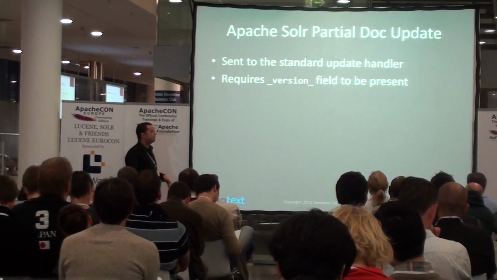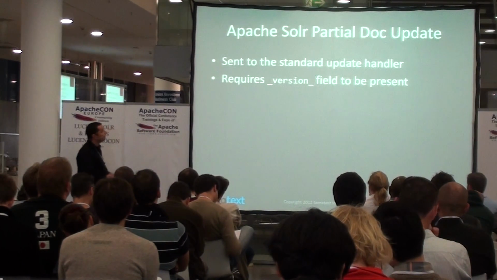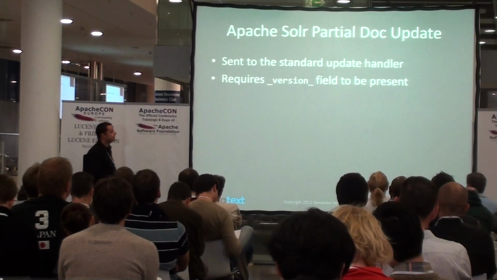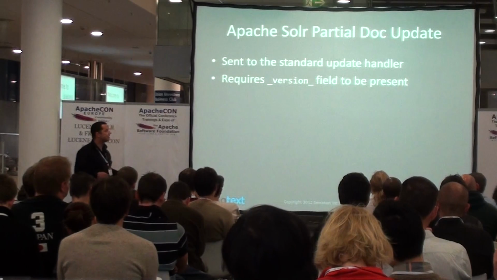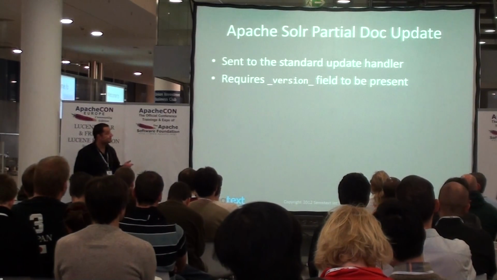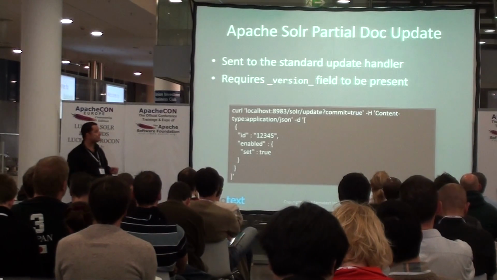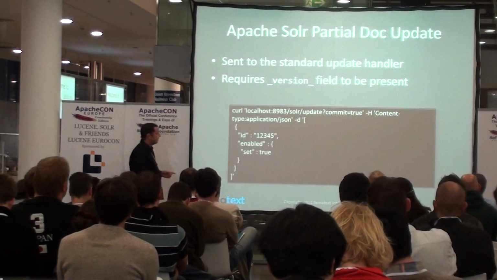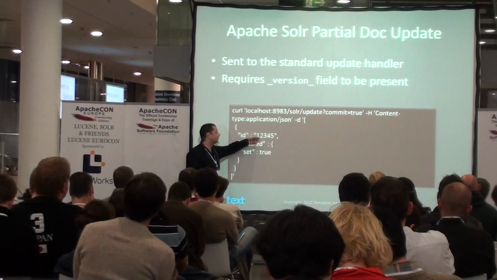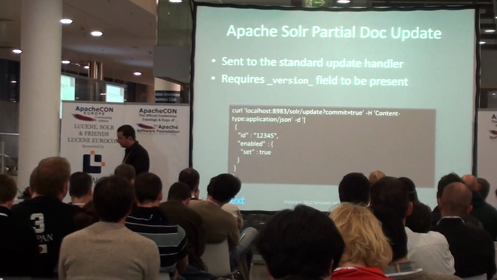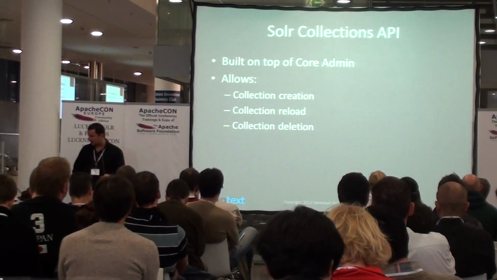In Solr, you send it to the update handler, which is now very fine. Great, it sees all the data. You don't have to use the JSON, CDS, and stuff like that. It requires version, as I said, and a simple request with a JSON setting the enabled field to true for the document with the provided ID.